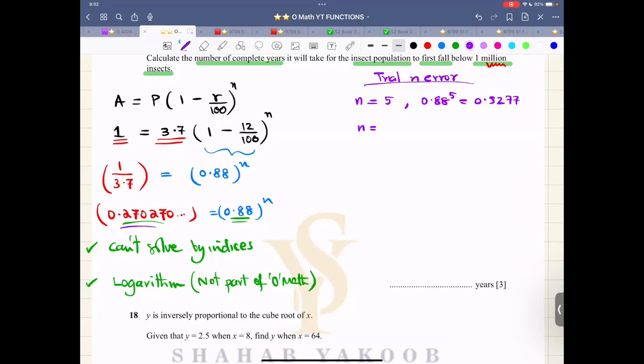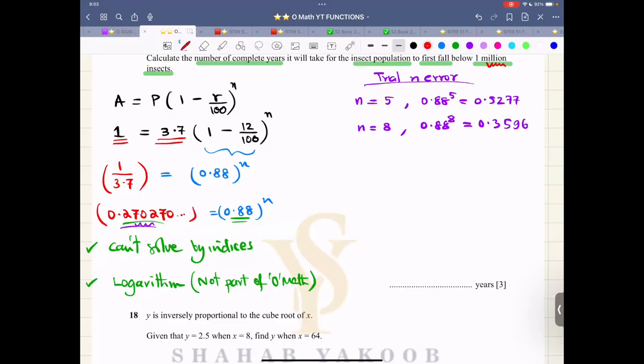Let me choose n equals 8, just a random number. 0.88, my bad, I just wrote the wrong value. 0.88 raised to the power of 8 comes out to be 0.3596. Still, it's not reaching this one.